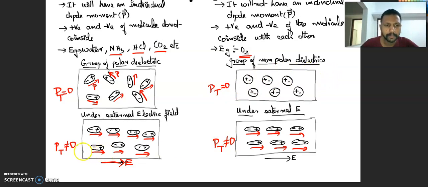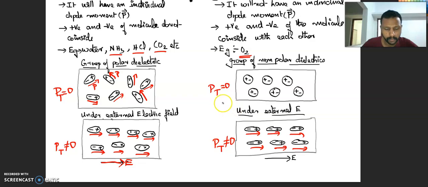But both polar and non-polar dielectrics will align according to the external electric field, and this phenomenon is called polarization.